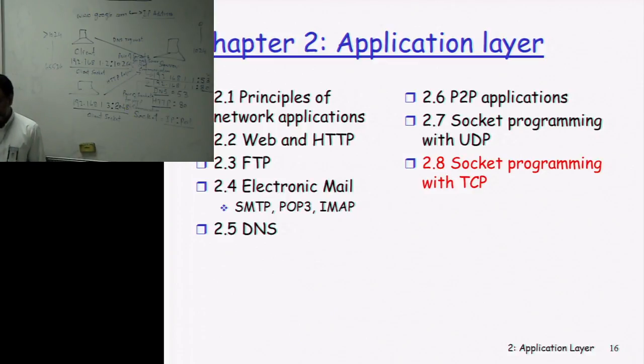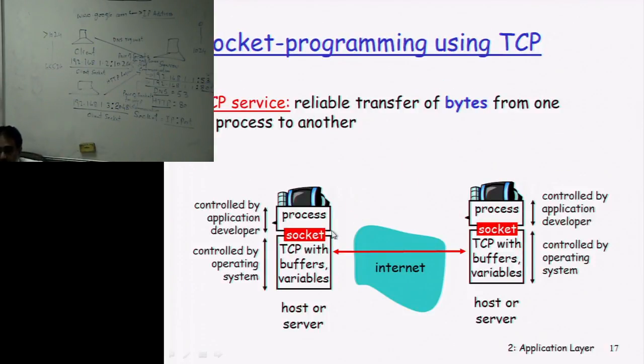Same as this, you have socket programming with TCP. Here it has to create a connection first. TCP service is a reliable transfer of bytes from one process to another process. The process part of socket programming using TCP is controlled by the application developer, whereas the TCP with buffer variables is controlled by the operating system. You have a socket in between on the host or on the server. A connection will be created first between the client and the server, then the communication will take place.